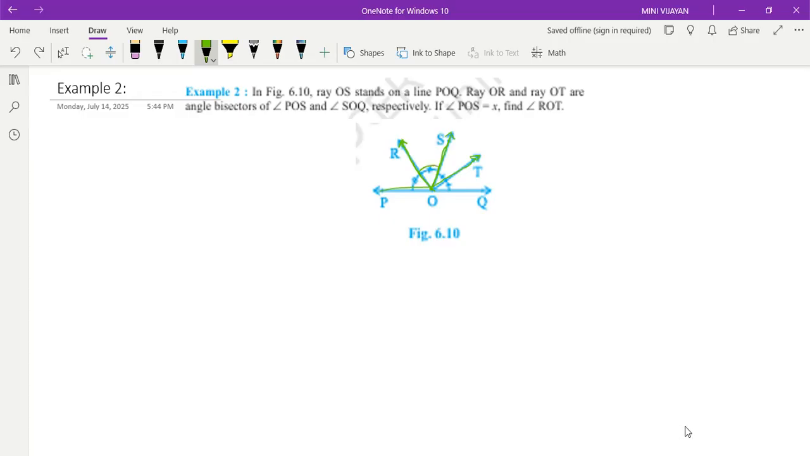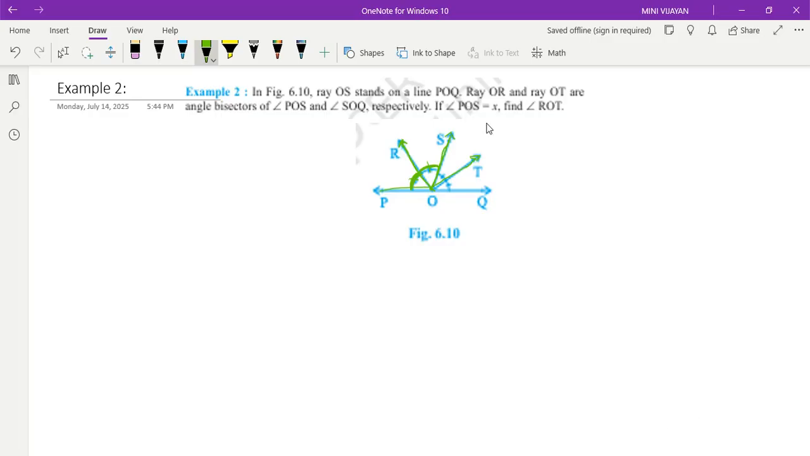That means the first angle is angle ROS and the next angle is angle POR, on either side of that angle bisector. See here, we can see two angles, angle POR and angle ROS, on either side of this angle bisector. Those two angles will be equal because it is the angle bisector. Which one is the angle bisector? OR is the angle bisector. So POS is divided into two equal halves. That is the first condition.